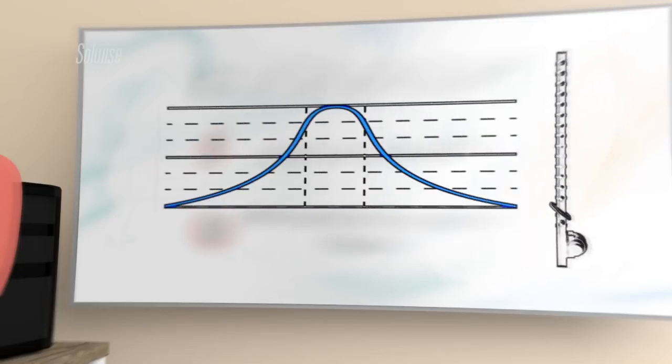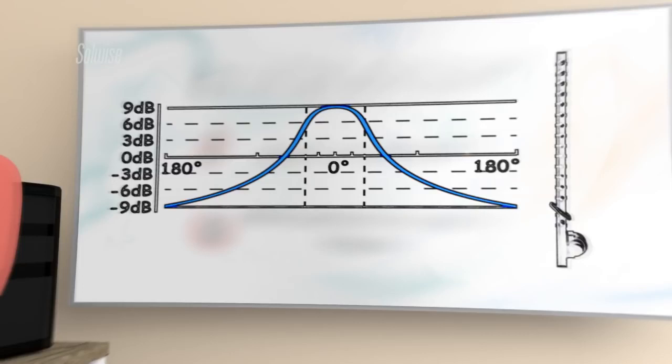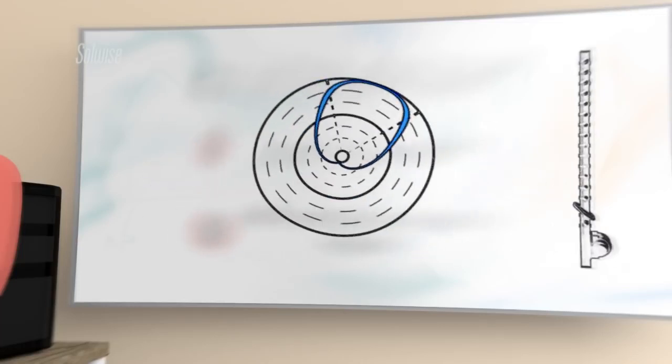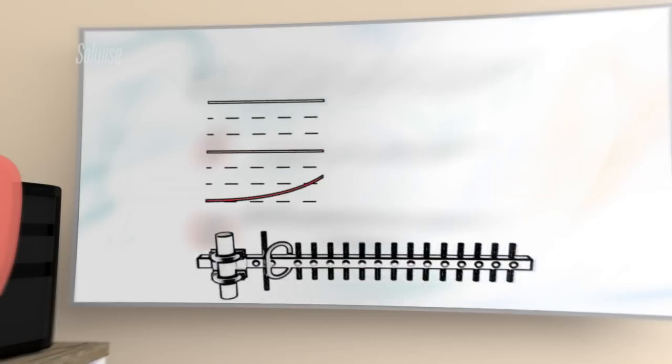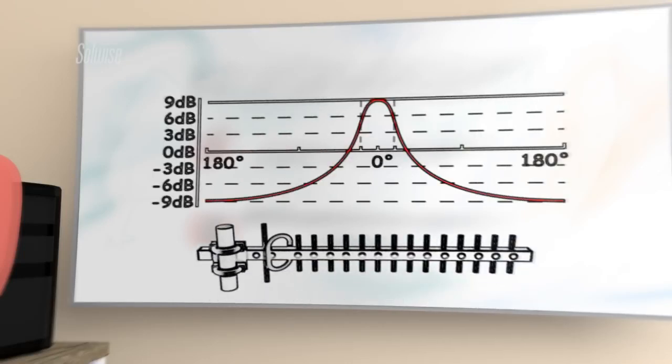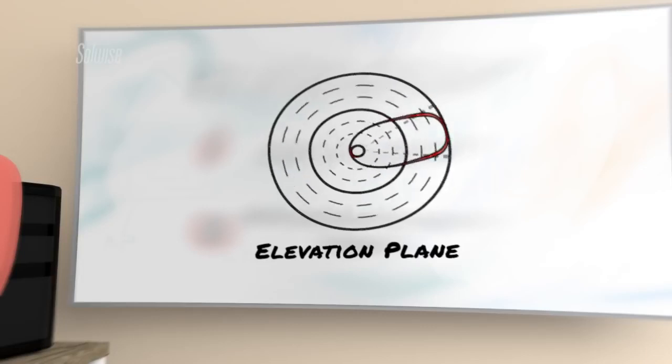Directly ahead, which we'll think of as 0 degrees, we have a gain of 9 decibels. To the sides and behind, we have effectively no signal at all. We've drawn this as minus 9 decibels. The common way to provide this data is to wrap the graph up into a circle, hence polar diagrams. The diagram we've drawn here shows the radiation pattern in the horizontal plane. To fully describe the radiation pattern of an antenna, we also need to take the side view, called the elevation plane.